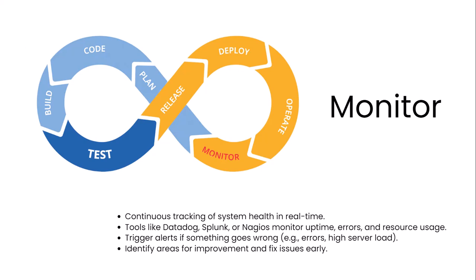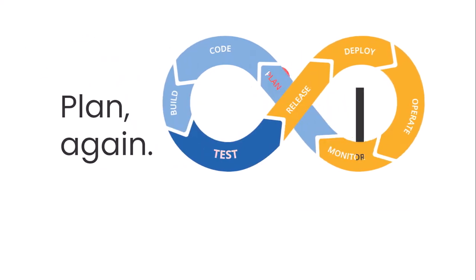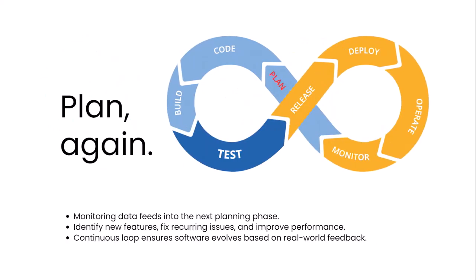And guess what? We're right back to plan. After monitoring the system, the data we collect feeds directly into the next planning phase. Based on everything we've learned from coding, building, testing, releasing, deploying, operating, and monitoring, we now plan the next steps. This could mean identifying new features, fixing recurring issues, or improving performance based on real-world feedback. The beauty of this loop is that it's continuous.